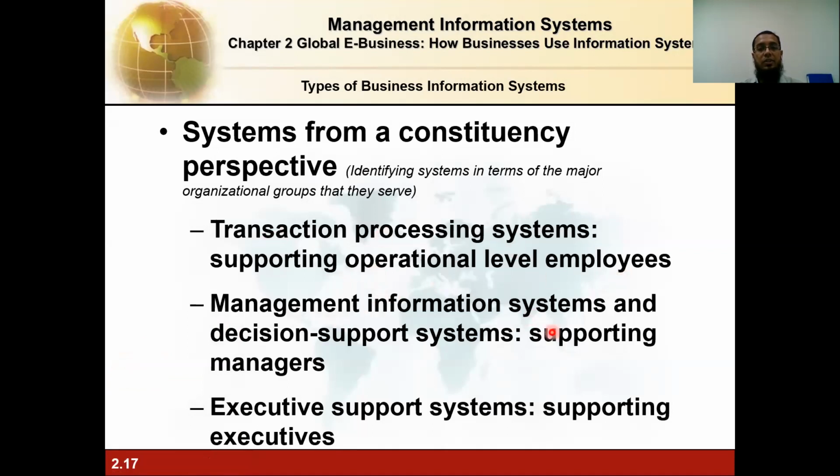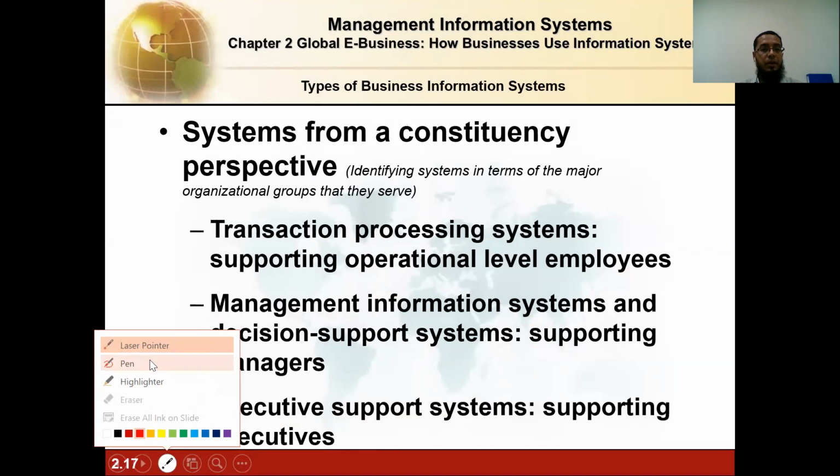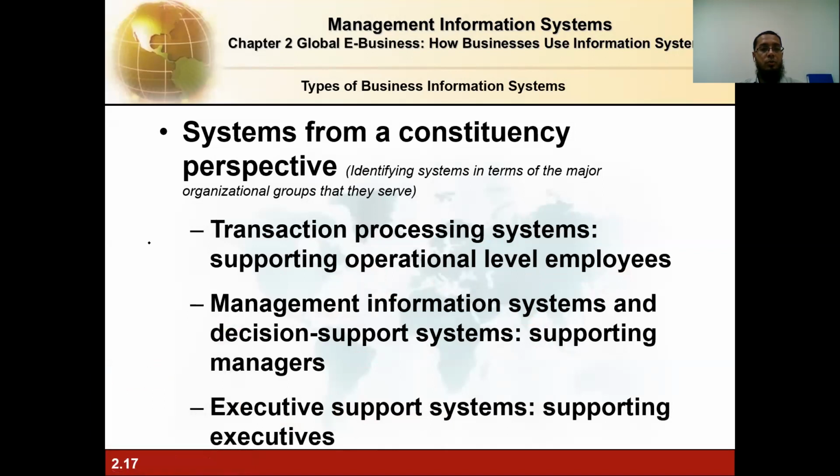So the transaction processing system supports the operational level employees. Then the MIS supports the middle level managers, and executive support systems cover the top management. So for example, here I have a ballpoint. Basically, it is like a three-layer pyramid.